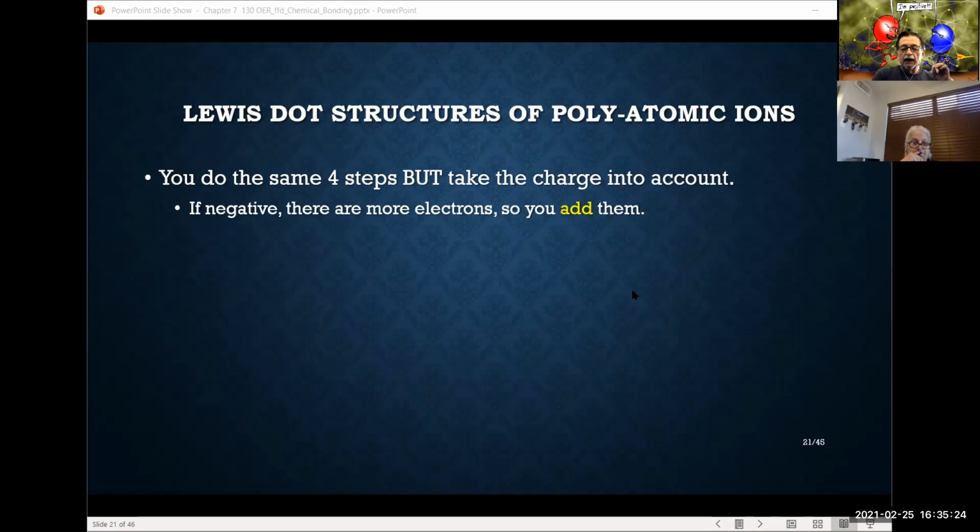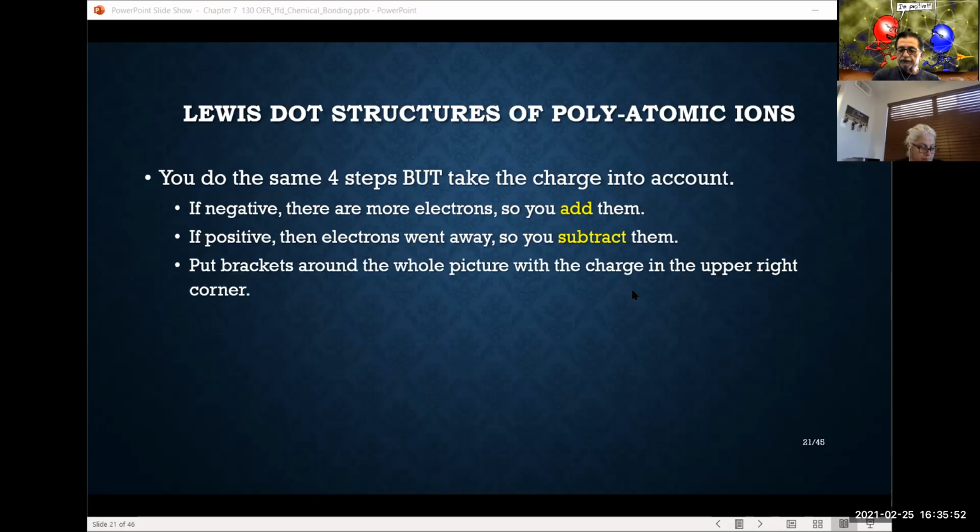And so if the polyatomic ion has a negative charge, we're going to add more electrons, depending on the charge. If it's a -1, we add 1. If it's a -3, we add 3. So if it's an anion, we add an electron for each charge. If it's a cation, we subtract an electron. Okay?